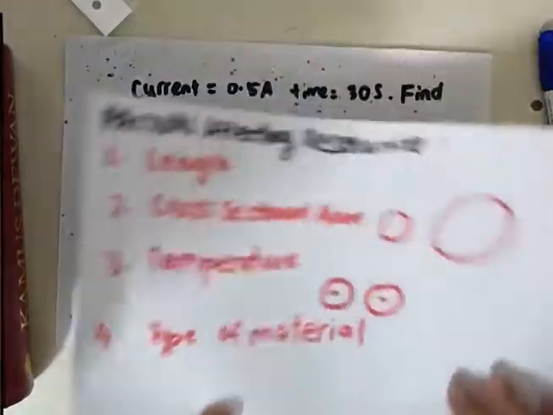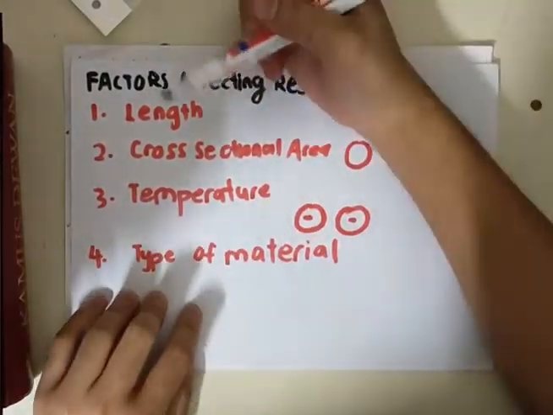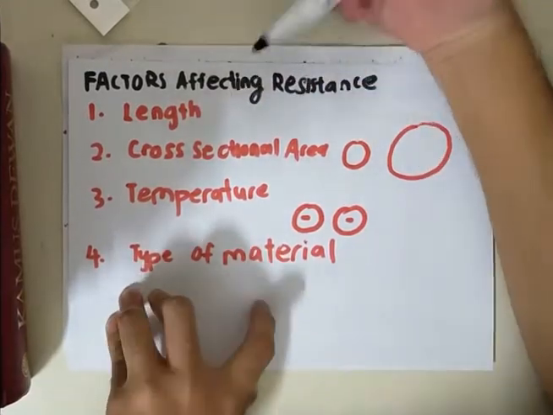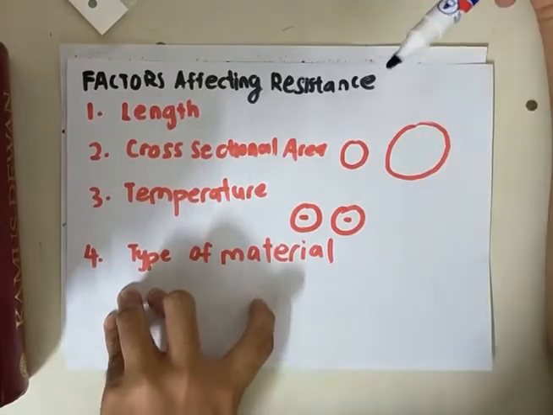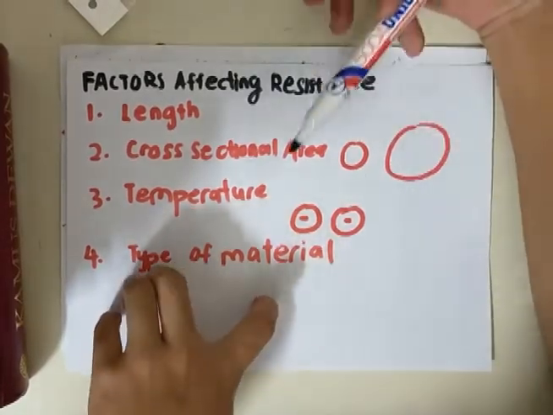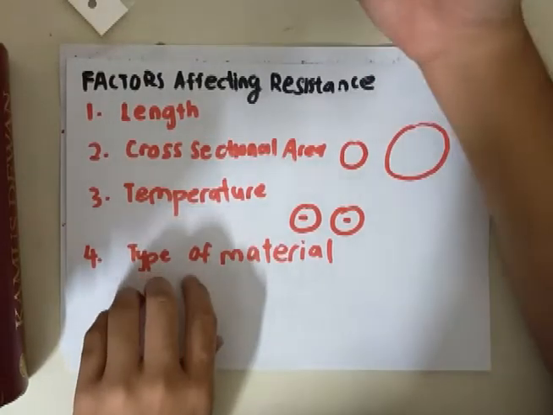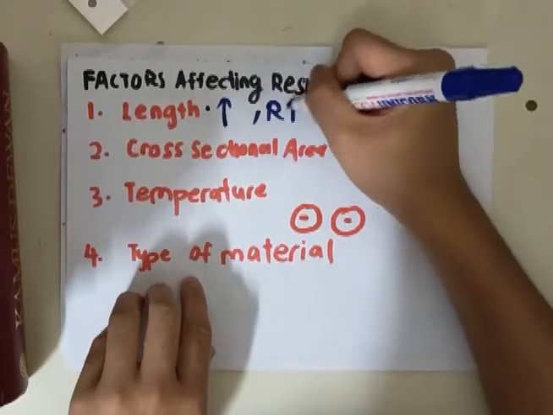The next thing we have to learn is the factors affecting resistance. One of the factors is length. If you imagine it, if your charge has to cover a longer distance, it will face more resistance along the way. So if you think like that, it means that when your length increases, your resistance increases.